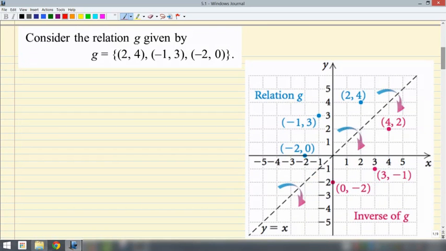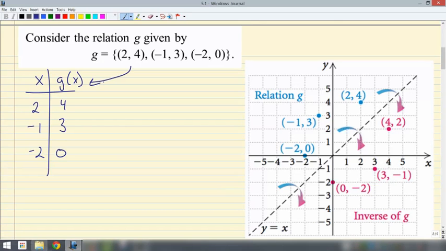The other way you can look at a function and its inverse is graphically. So again, we have a set, we'll call it G, and we could again make a table, and we'd say X and G of X, and so you'd have a 2, a -1, and a -2, and then you'd have a 4, a 3, and a 0. So that's just taking this set and putting it into a table format. Then to find the inverse, you would say X and G to the -1 of X, and you would just flip those: 4, 3, and 0, 2, -1, -2. So this is the inverse.